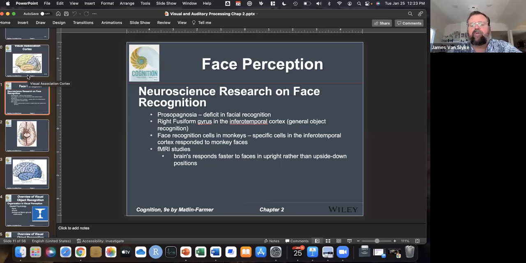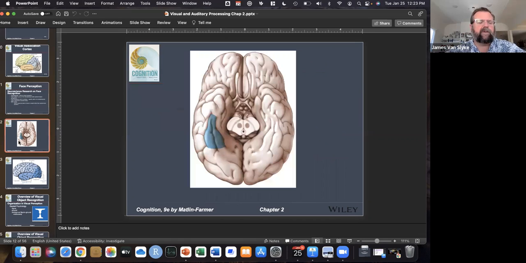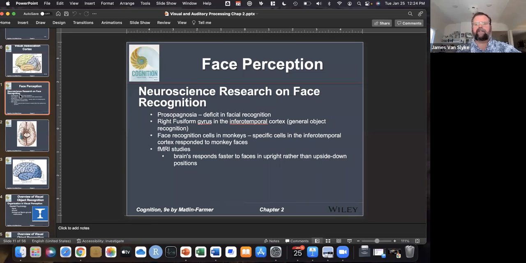Facial recognition seems to be coordinated with what's known as the right fusiform gyrus in the inferotemporal cortex, which is part of a general area of the brain that's involved in general object recognition. And the fusiform gyrus is this area right here, this area in blue. That's another interesting visual problem. It seems to be related both to certain genetic factors, that people seem to be born with it, and it also might be related to certain kinds of brain injury as well.